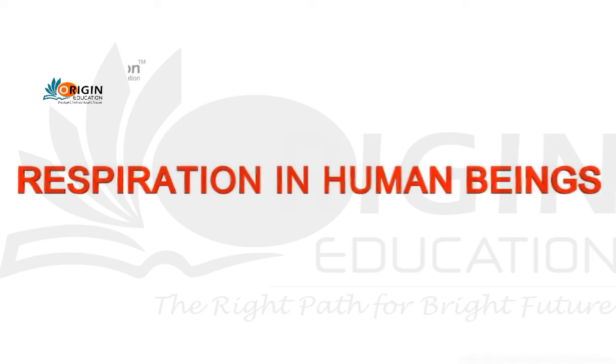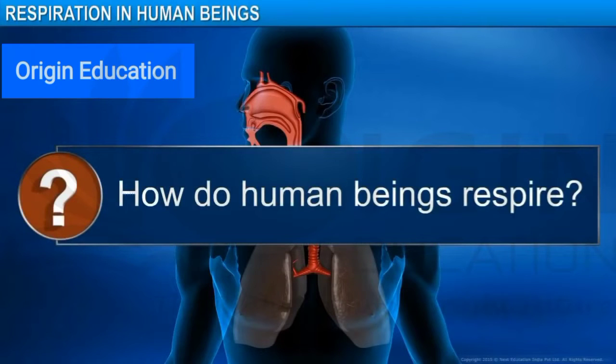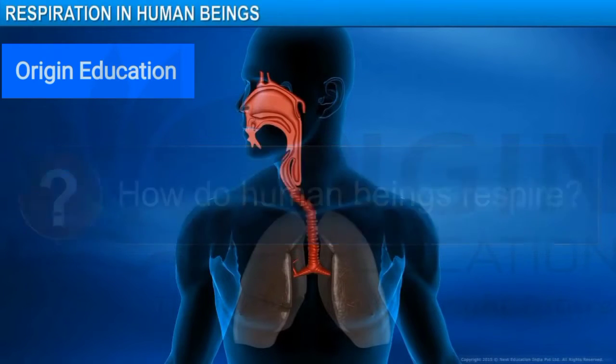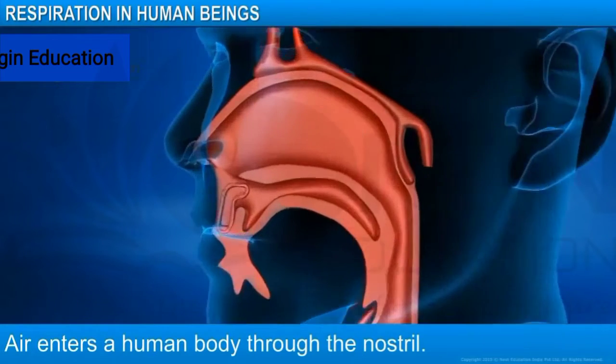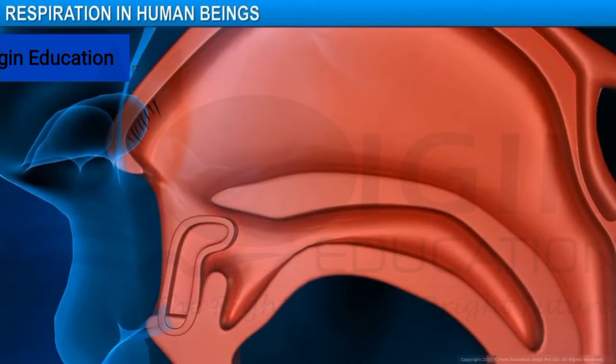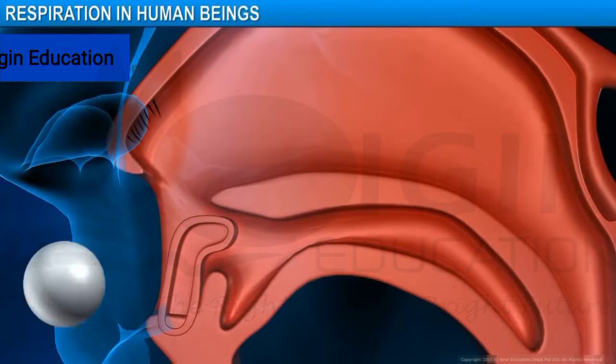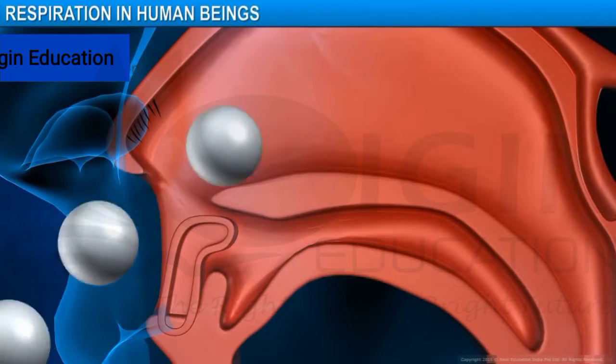In this module, you will learn about respiration in human beings. How do human beings respire? In human beings, air is drawn into the body through the nostrils. Nostrils are lined with fine hairs and mucus that filter the air as it passes through.